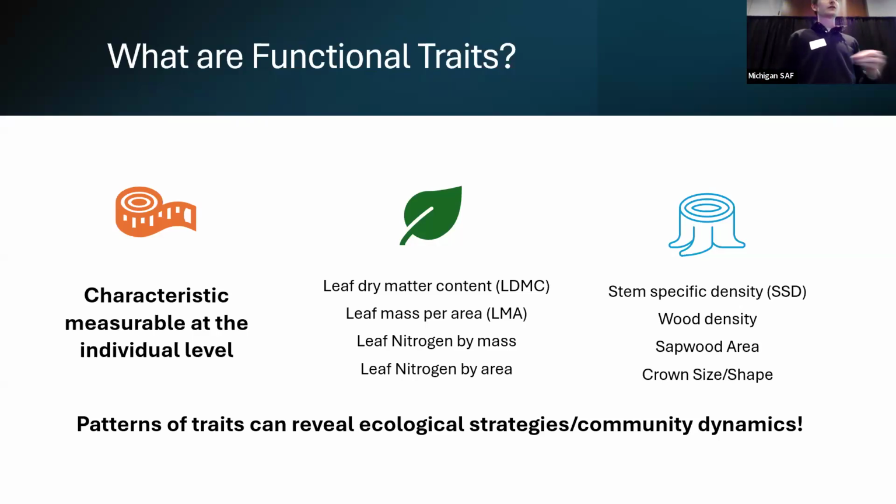And we can look at how these traits are correlated with one another at tree scale, species scale, and community scale to get at their ecological strategies. And that can tell us how they're competing with one another.